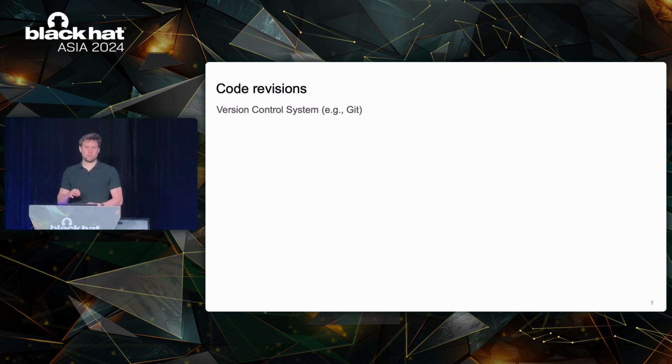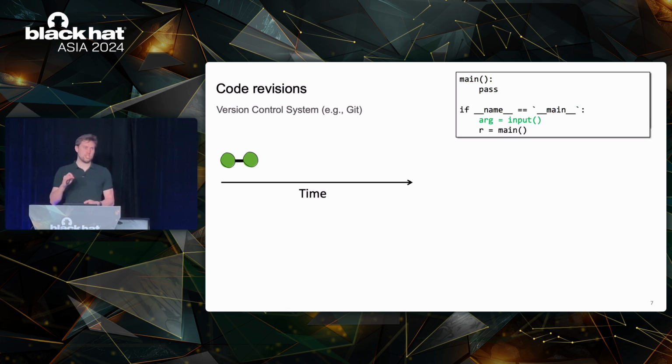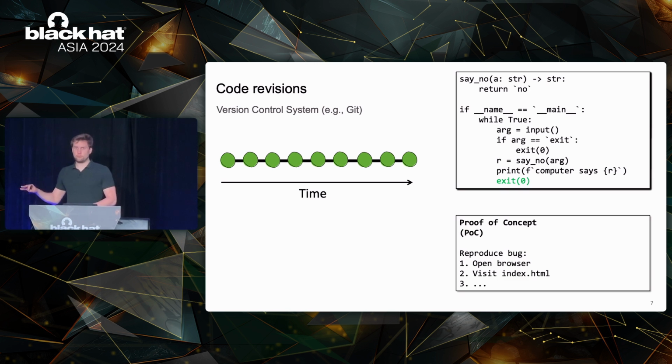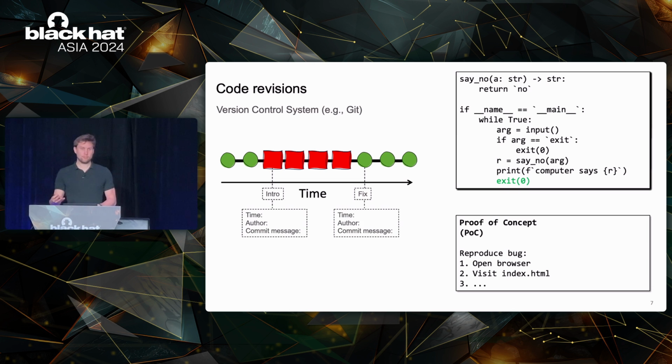So for this, we used code revisions. These huge browser code bases, they use version control systems like Git, for example, to track every change that is applied to the code. Here, every green dot stands for a snapshot of the code base, or a Git commit, or a code revision. If we combine that with proof of concepts of known bugs, we can then use dynamic analysis to find out what snapshots of the code base are vulnerable. In this case, the red squares.